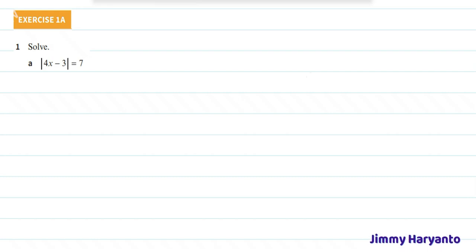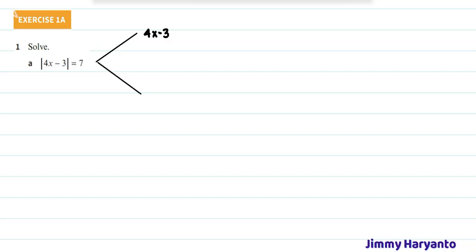First is exercise 1A, question number 1A. In this question we have a modulus equation equal to a constant. That means you have to split it into two parts. This is the first and that one is the second.